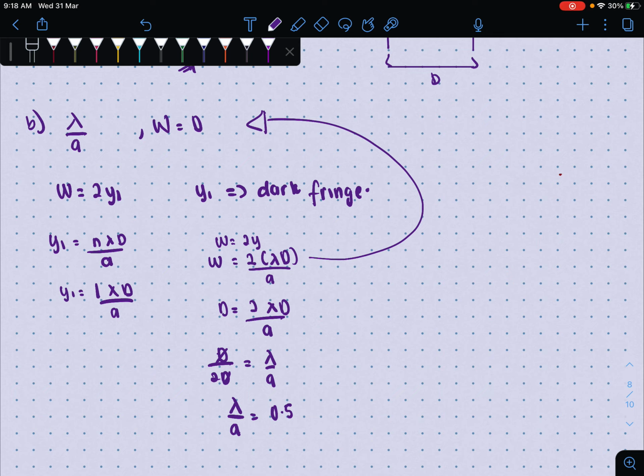Okay, faham ke? Ini adalah equation general yang kita tahu. W, the width of the central bright, is always equals to twice the distance from the central bright to the first dark fringe. Okay, first dark fringe. So, kita cari equation dark fringe. Kita substitute first order dia. And then kita samakan dia dengan W kita, sebab W sama dengan 2Y. And then kita samakan W dengan D ini. Kita dapatkan lambda over A.